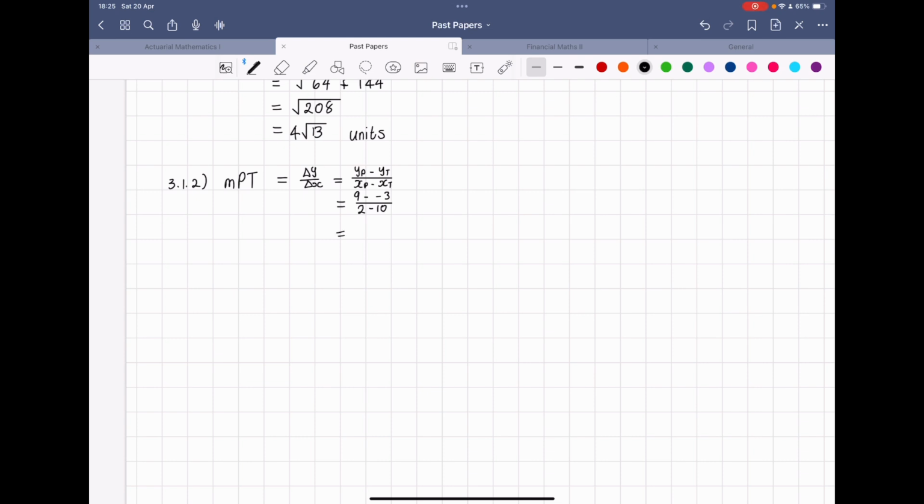Then this is 9 minus 3, which is 9 plus 3, and that's 12, over 2 minus 10, which is minus 8. And I can simplify this fraction to minus 3 over 2.